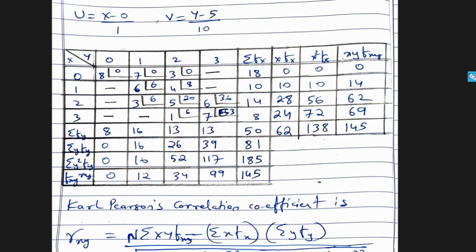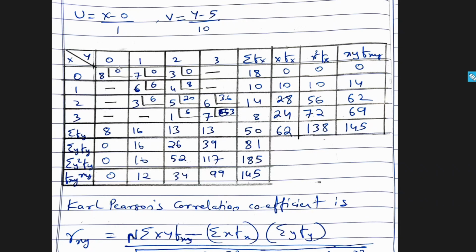Now the last column, x into y into fxy. Now this is where the tricky part of the table comes. You first have to observe this, x into y into fxy. That means the value of x into the value of y into the frequency. So wherever there are blanks, these are not applied. These are applied only in those cells where you have the frequency. Wherever there are no frequencies, we have put a dash here, so it will not be applied here.